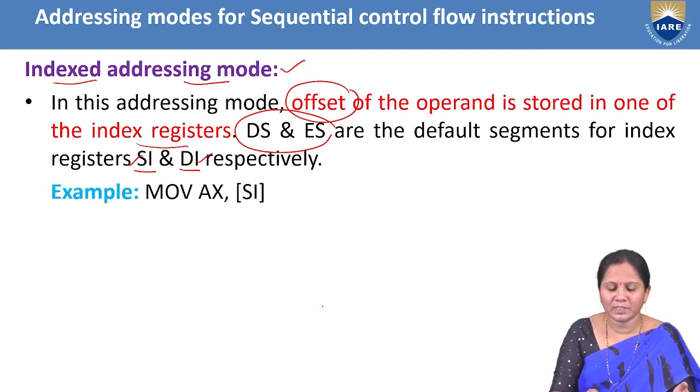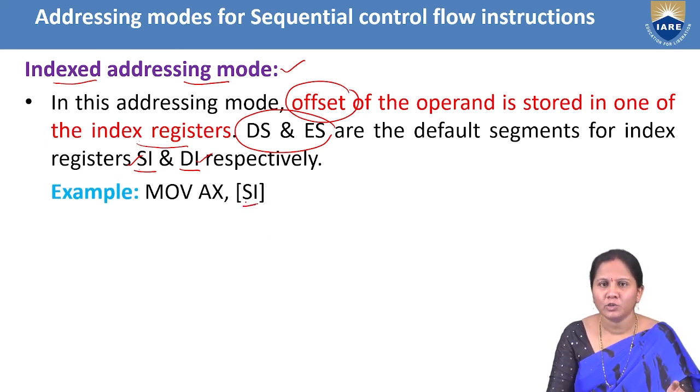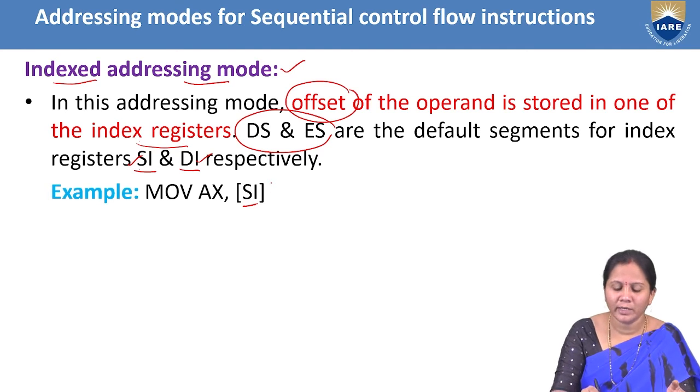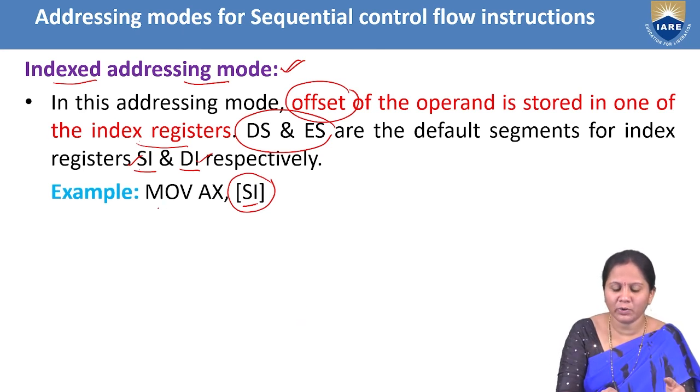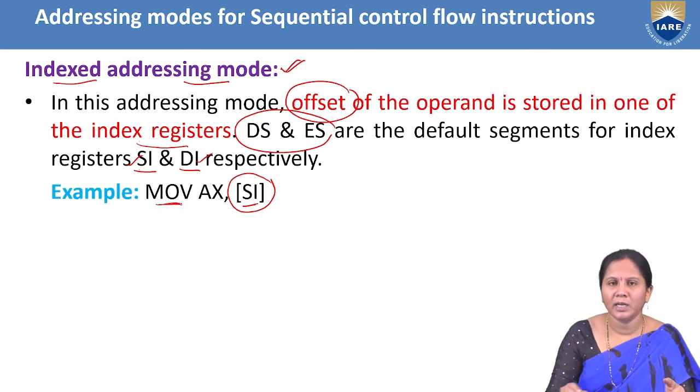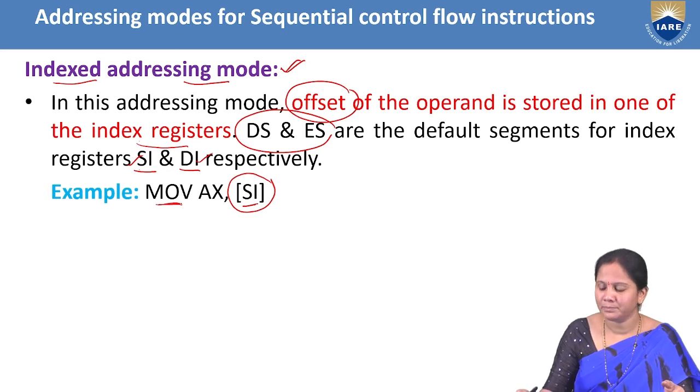Now, see the example here, MOV AX, [SI]. SI is kept in brackets here. SI represents source index. So here the index register is specified as a part of an instruction. That is why it comes under indexed addressing mode. Even this addressing mode comes under sequential control flow. In the sequential control flow, in this example, we have used a data transfer instruction.